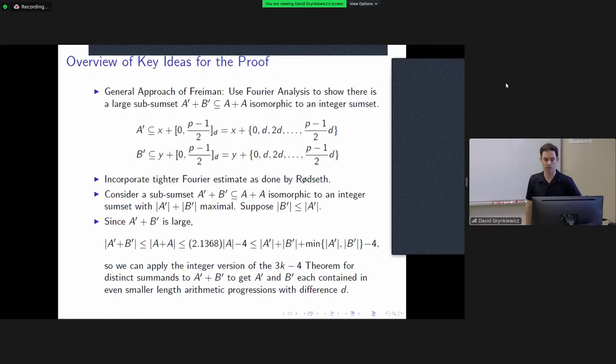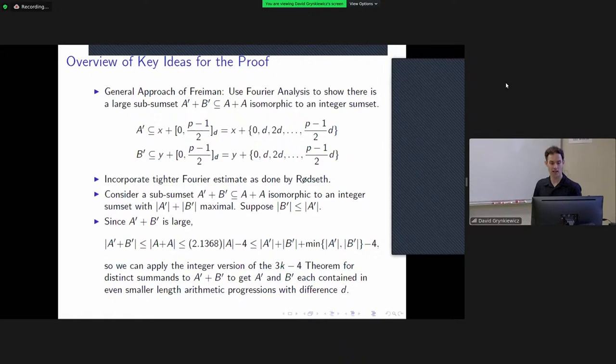We're just basically, if this is our set there, where 0 is going to 0, D is going to 1, and so on. And the 3k minus 4 theorem tells us that A prime and B prime are well contained inside an arithmetic progression. And in this case, it would be one with difference 1. And so that would translate to that arithmetic progression with difference D that we started with.